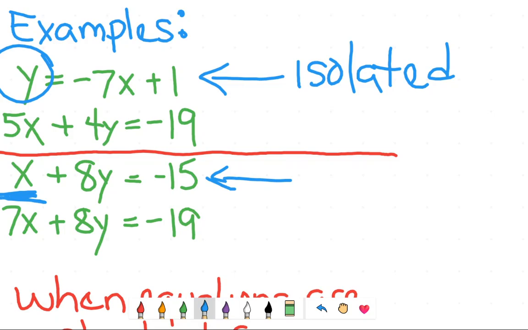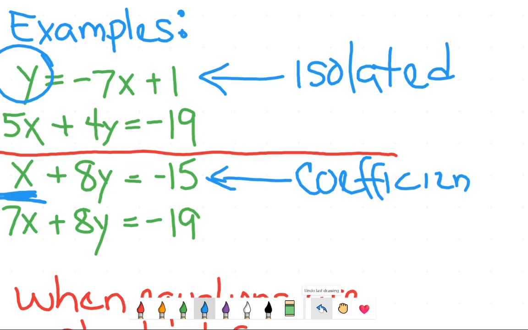I have a coefficient of 1. My E is not coming out. Let's try my E again. Coefficient of 1.